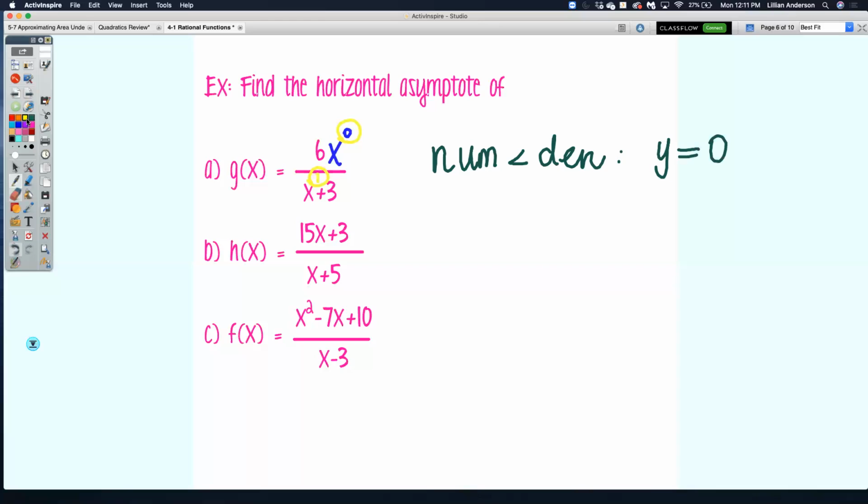Let's look at B. 15x plus 3 over x plus 5. Natalie, what's the degree of the numerator? 1. It is 1. And Thais, what's the degree of the denominator?